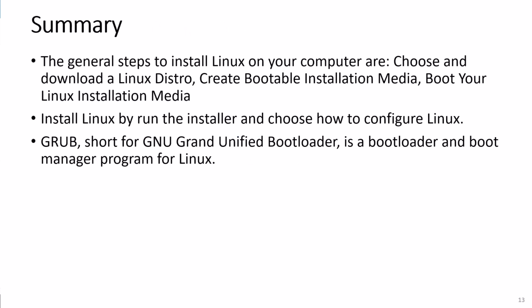In summary, the general steps to install Linux on your computer are: choose and download a Linux distro, create bootable installation media, boot your Linux installation media, install Linux by running the installer, and choose how to configure Linux. GRUB, short for GNU Grand Unified Bootloader, is a bootloader and boot manager program for Linux.